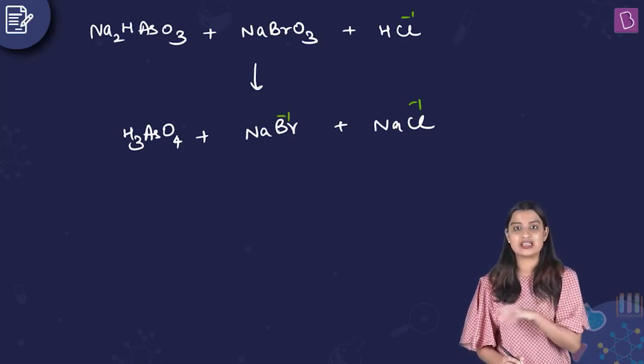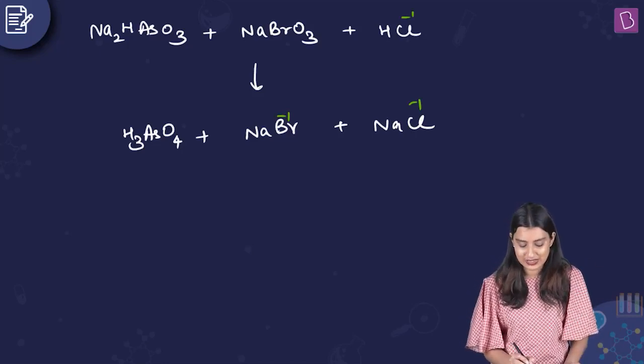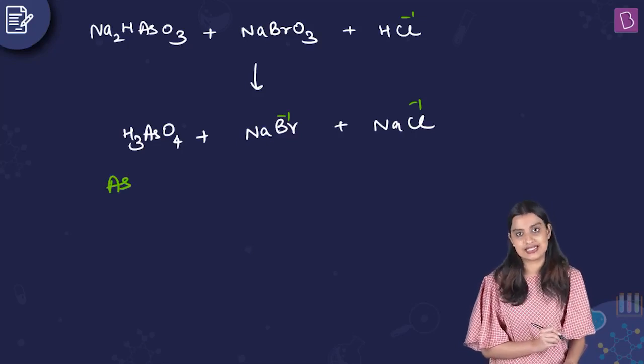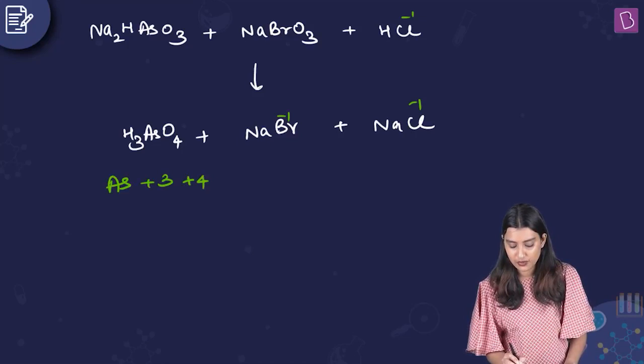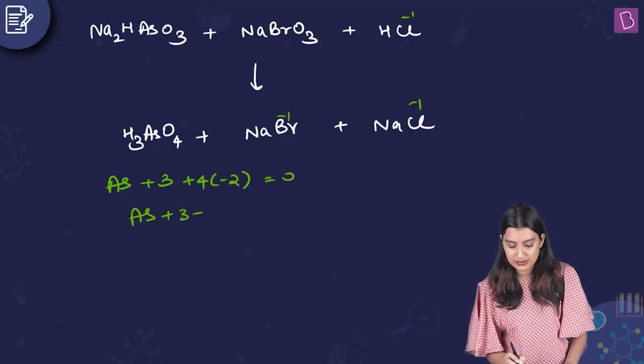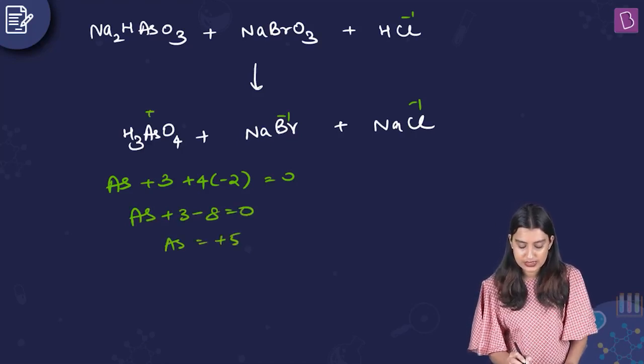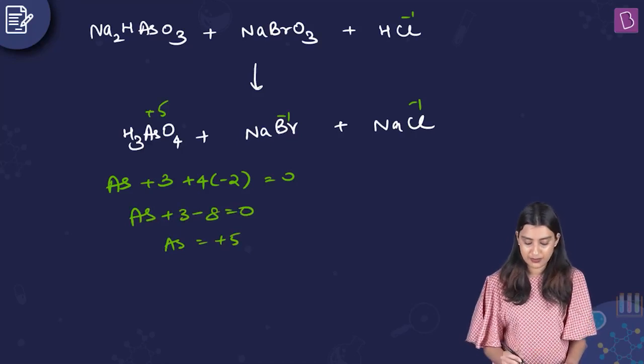Then you have H3AsO4. We have no option but to calculate. So let's go ahead and calculate. Let's say arsenic is in the oxidation state of As. +3 due to hydrogen, plus 4 into -2 due to oxygen is equal to 0. So As +3 minus 8 is equal to 0. As is equal to +5. So here arsenic is in the oxidation state of +5.